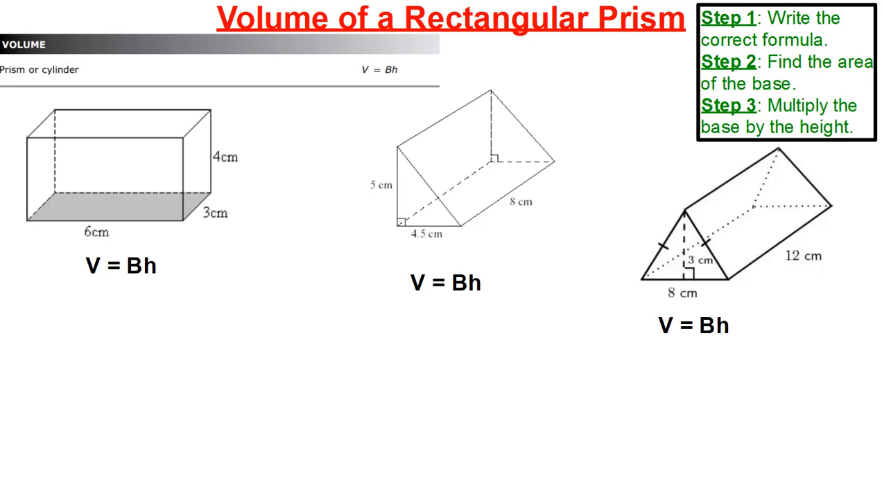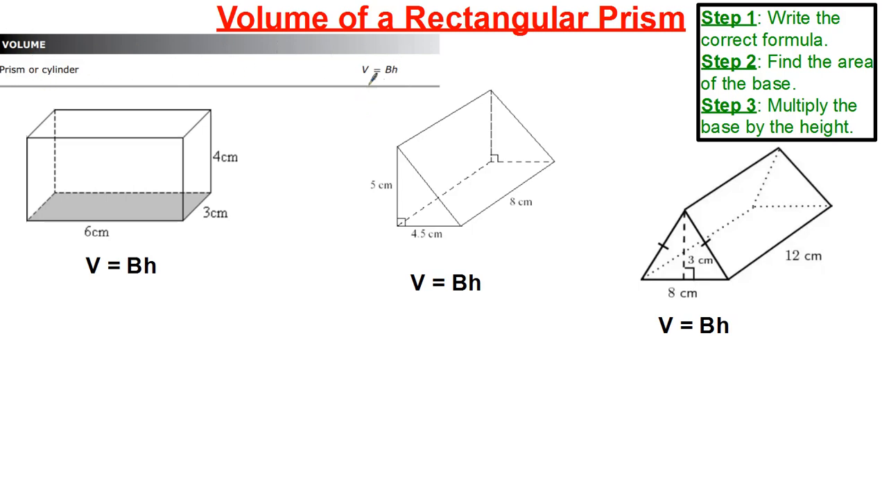Okay, we're going to go ahead and do a review on volume for all of the figures that we've learned this year. So the first one, as you can see to the left, is going to be a rectangular prism, and then we're going to have a triangular prism here in two different forms. Now, of course, make sure you have your formula sheet out.